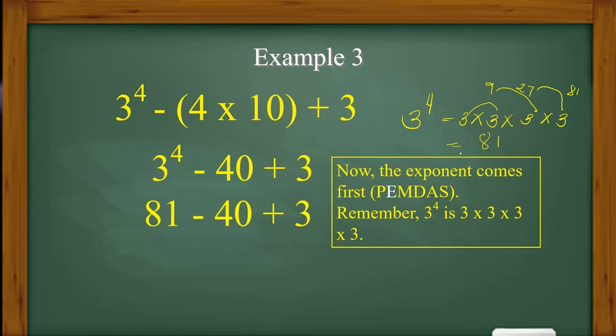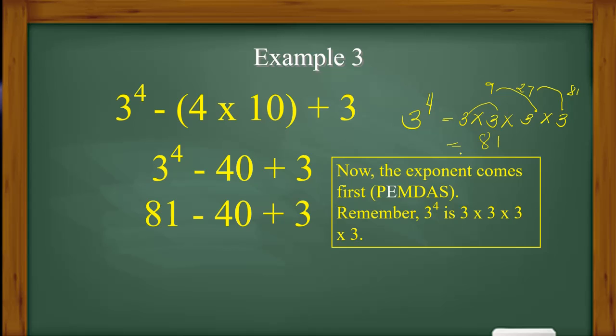81 minus 40 plus 3. Do we have multiplication and division? None. So let us go now to the last step, which is perform all addition and subtraction as they occur from left to right. Which comes first? Is it addition or subtraction? Correct. It is subtraction. So we will subtract first.